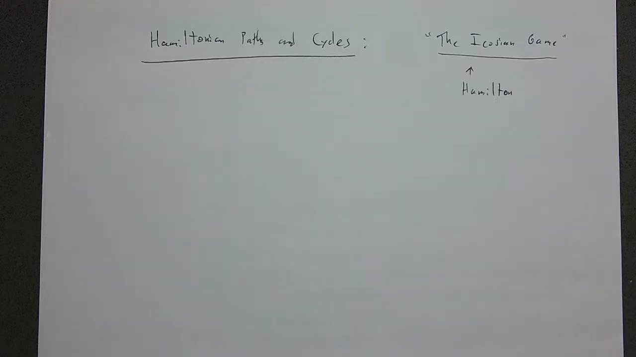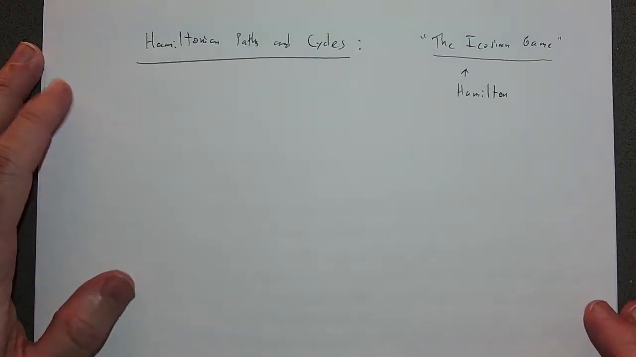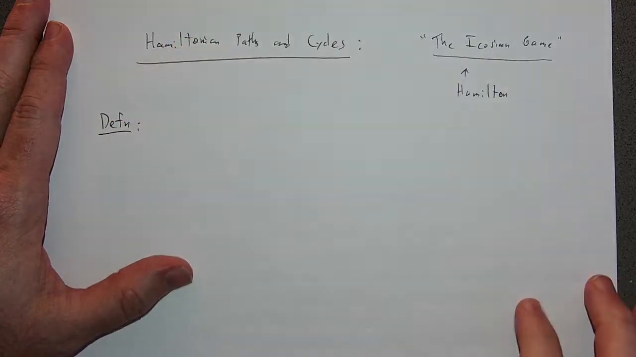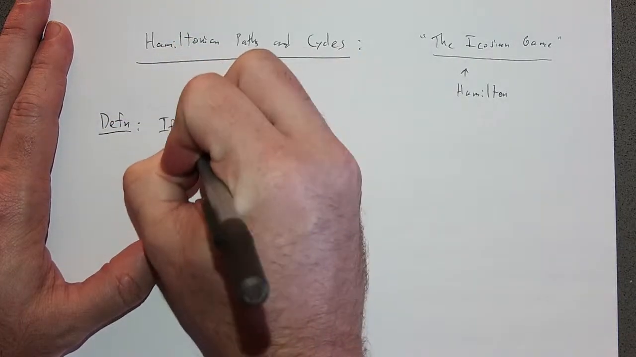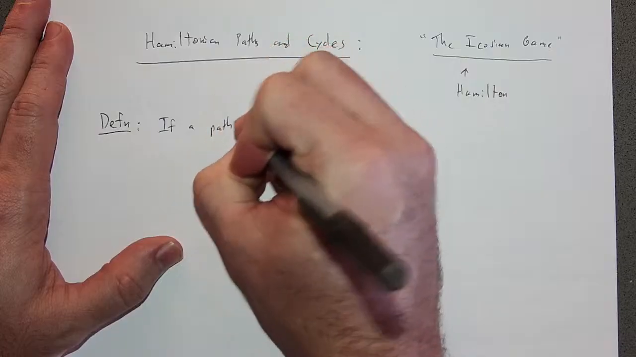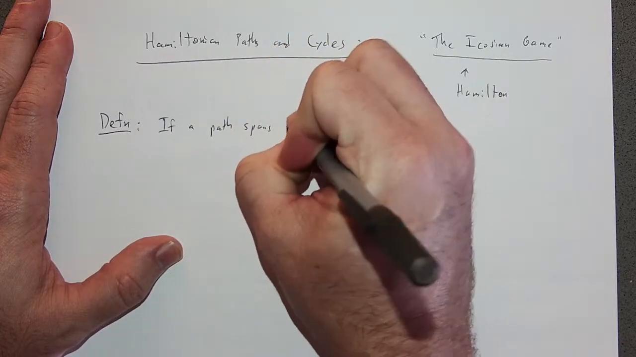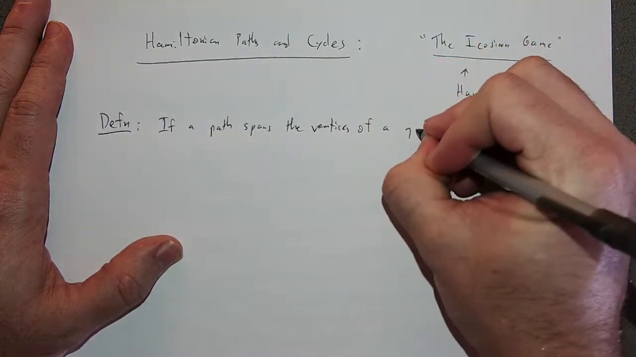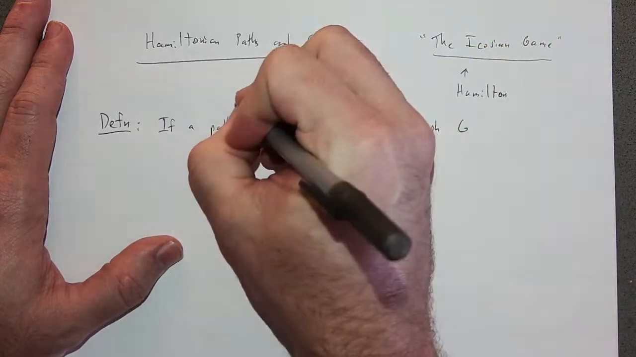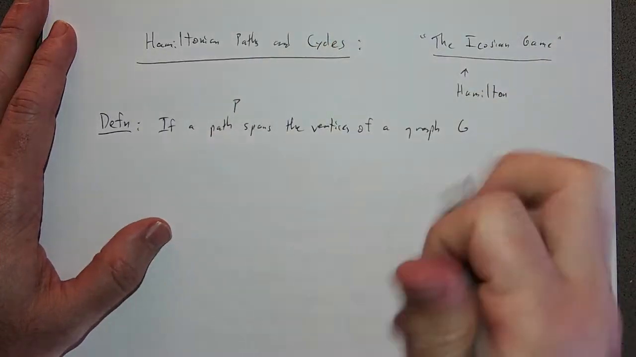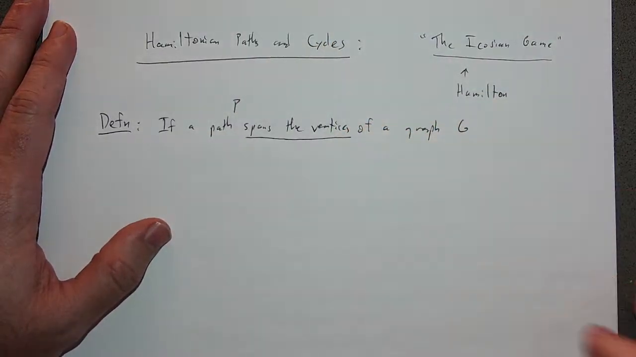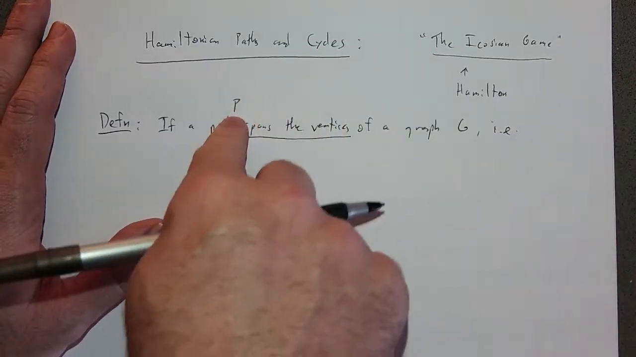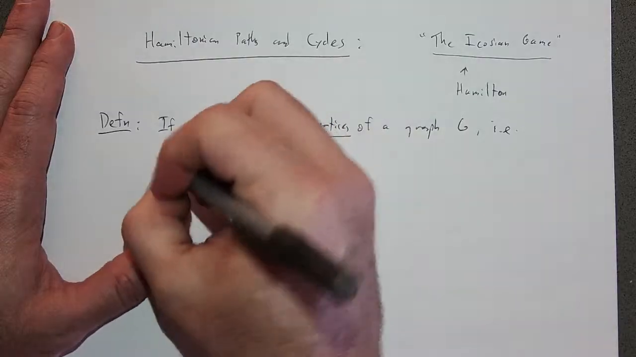So what is the definition I seek of a Hamiltonian path? A quick definition. If a path, we'll call our path P, spans the vertices of a graph G, what does that mean? That means that the vertices that are present in P are all the vertices of G.